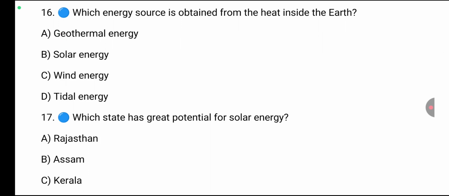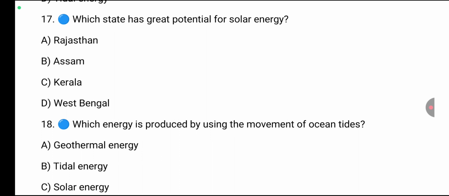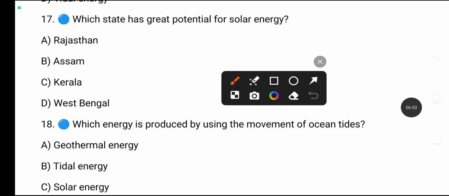Now moving on to question number 17. Which state has great potential for solar energy? Rajasthan, Assam, Kerala and West Bengal. Answer will be A, that is Rajasthan.